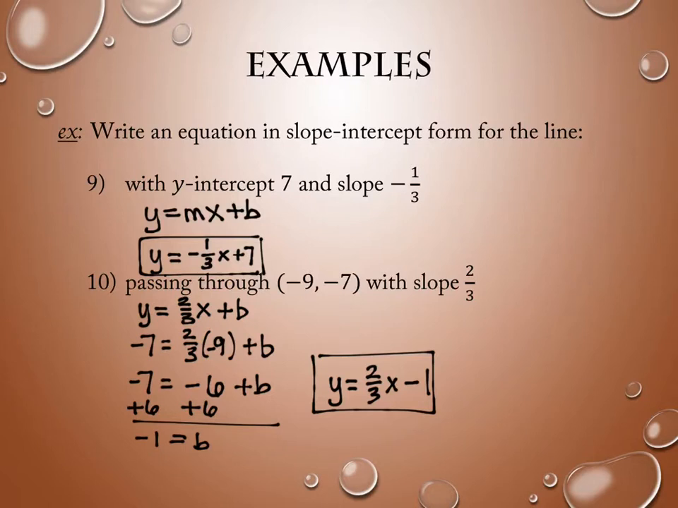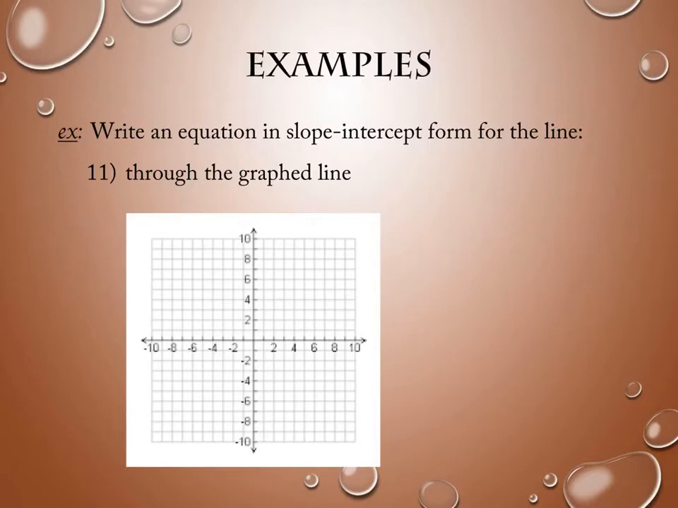Okay, we have a few more here. I have another one where I've got a graph to draw in for you. This one is going to be through this graphed line. My line crosses at -2 and at 8 for the y- and x-intercepts. So it's right here at -2 on the y-axis, and it's at 8 on the x-axis.